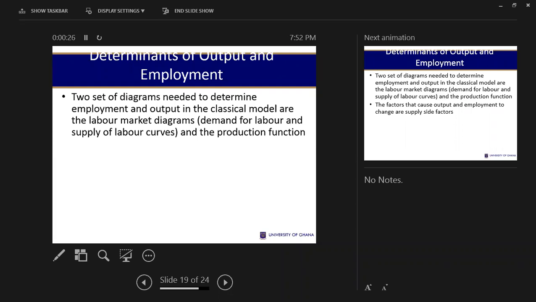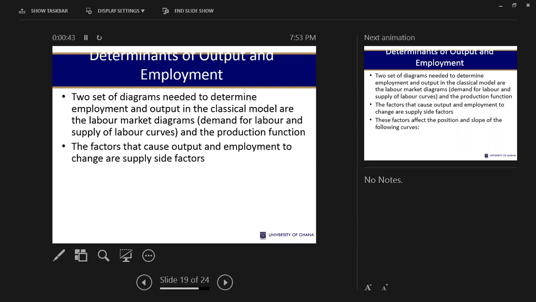Okay, so this is what we have been doing. We're using the labor market to derive our equilibrium output. And we did this by using the labor demand curve, the supply curve, and then the production function. But what are the factors that affect output?